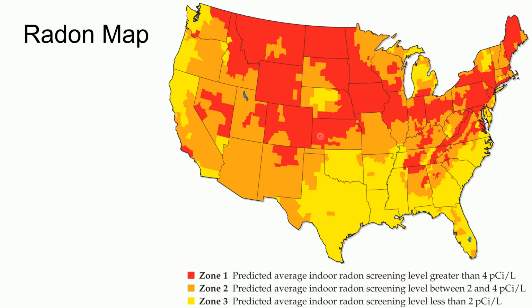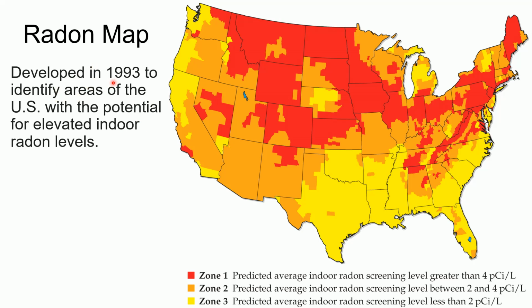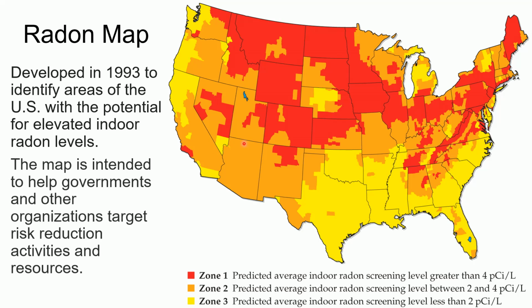So here, this is a radon map. This map was produced by the Environmental Protection Agency, the EPA. The red areas have higher concentrations of radon. This is by county. So the red areas have higher concentrations of radon and therefore have higher radioactivity in the soil. They developed this in the early 90s as a way to give people a way to assess the risk and help governments and other organizations assess risk and assess resources so that they can mitigate the problem.